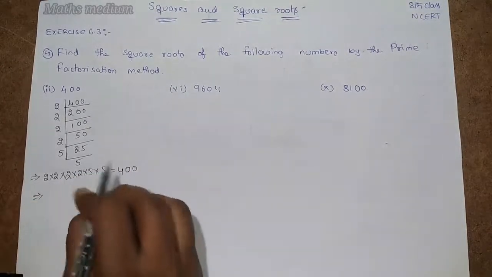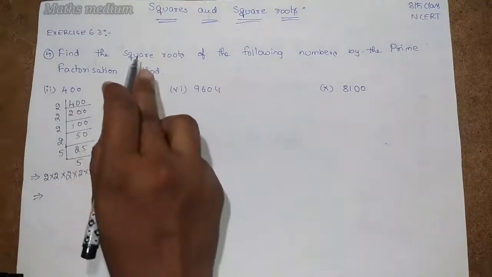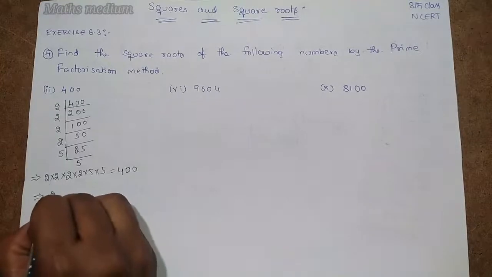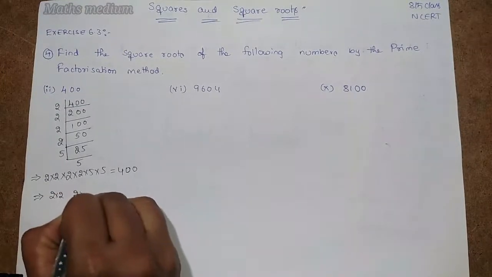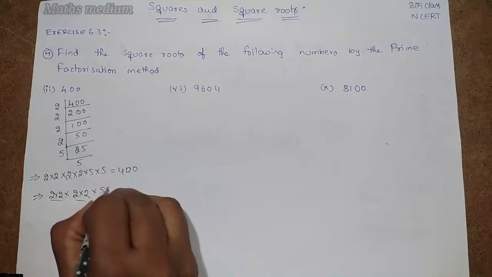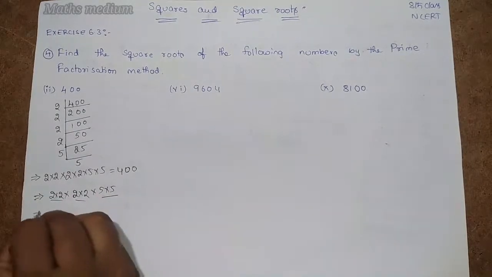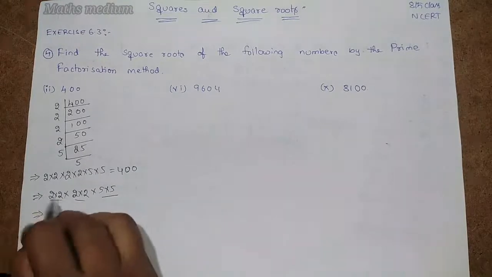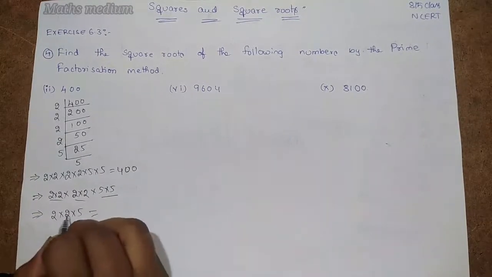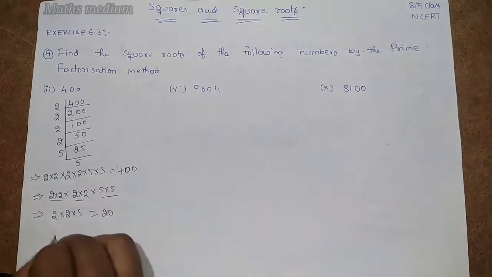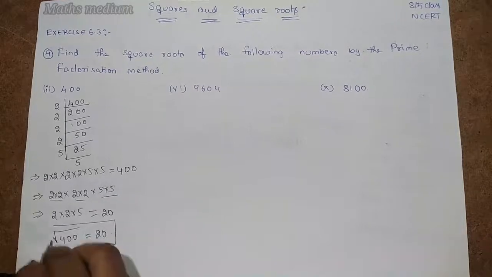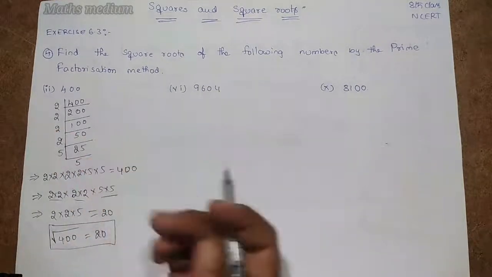Now make the prime factorization according to the square roots. It means make pairs with the numbers. So 2 into 2, here again 2 into 2. This is one pair. This is another pair. This is also finally one pair. Now take only one number from each pair. 2 into 5. 2 2s are 4, 4 5s are 20. So the square root of 400 is equal to 20. This is the answer from the prime factorization method.